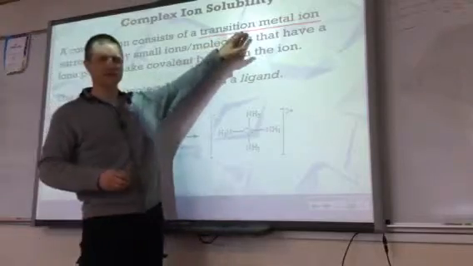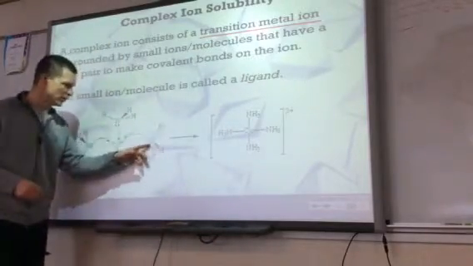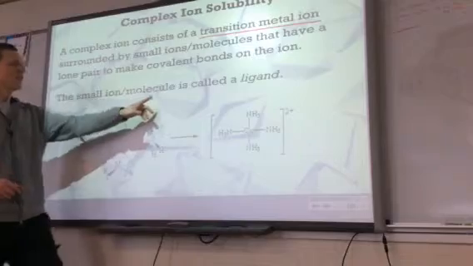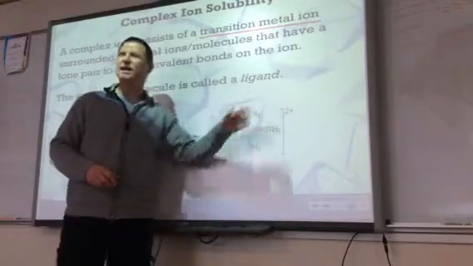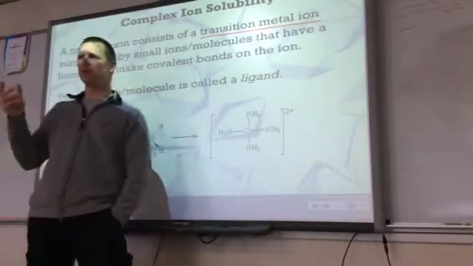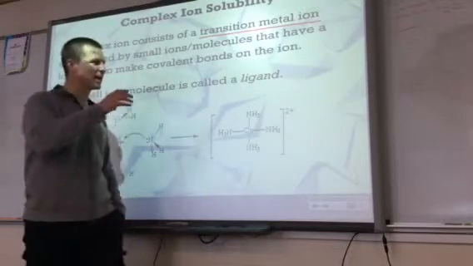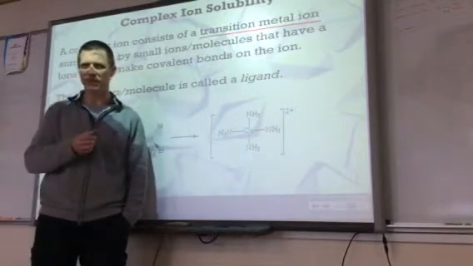So this only happens with transition metals. And these little molecules on the outside here that bond to the copper, they're called ligands. If you're in AP Bio, you may call that a chelating agent. Complex ions are known as chelates sometimes.